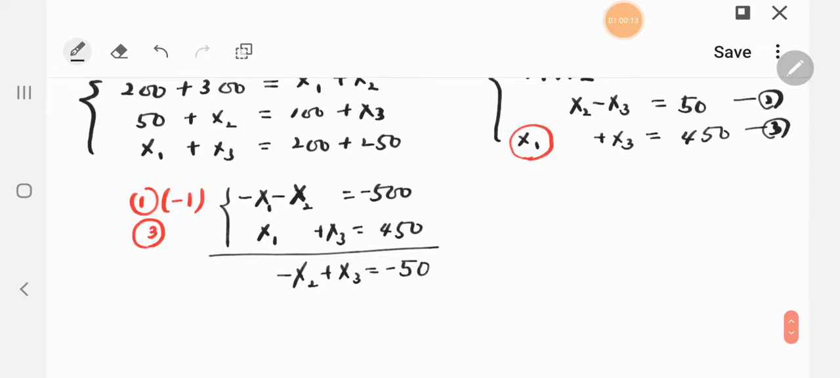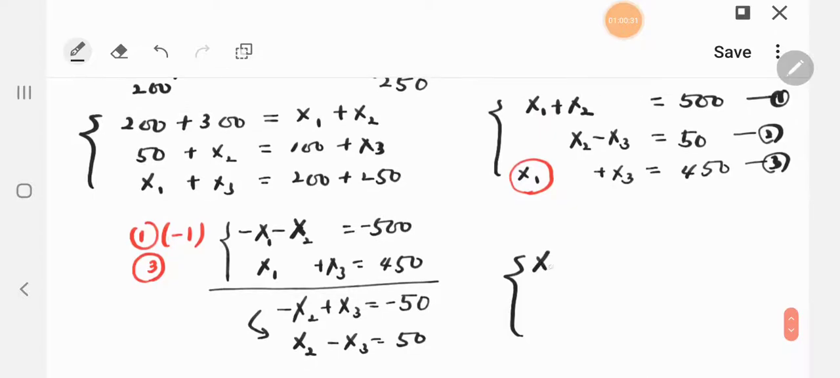Okay, then why don't we multiply the equation by negative? So we have x2 minus x3 is equal to 50. So let's make a positive number on the right hand side. So the new equation will be x1 plus x2 equals 500. The second equation is unchanged.